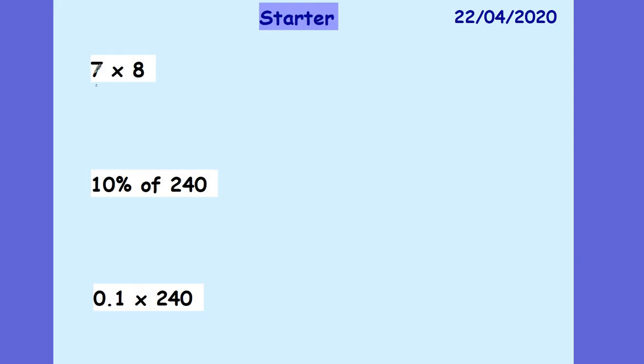Okay, let's go through some answers. 7 times 8 is what, Owen? 56, very wise. To work out 10% of 240, let's have a think about it. Ryan, what's 100% of 240? What's all of it? 100% of 240 is 240, thank you, Ryan.